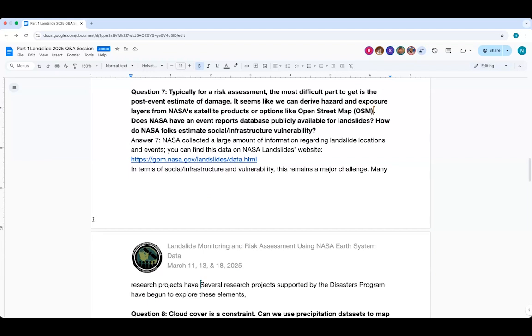This is a really fantastic question. I'm glad you teed me up for this. I was halfway through writing out an answer to this as we jumped into the Q&A, so I didn't want to do too much on this. But let's say that, first of all, NASA has collected a large amount of information regarding the events of landslides around the world, both individual specific reported data as well as larger landslide inventories from major landslide triggering events like typhoons or earthquakes. That data can be found at this link, the NASA Landslides data page.